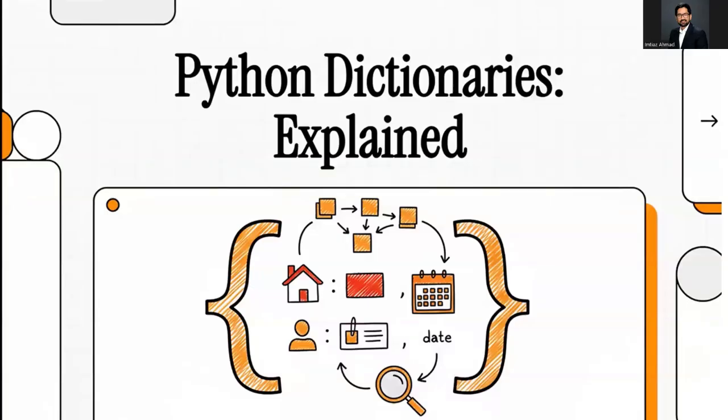Let's talk about Python dictionaries. So, have you ever needed to link two pieces of information together? Like a name to a phone number, or maybe a product code to its price. Well, if you have, then what you have really been looking for is a Python dictionary. Today, we are going to crack open this essential tool and see exactly how it works and why it's so incredibly powerful.